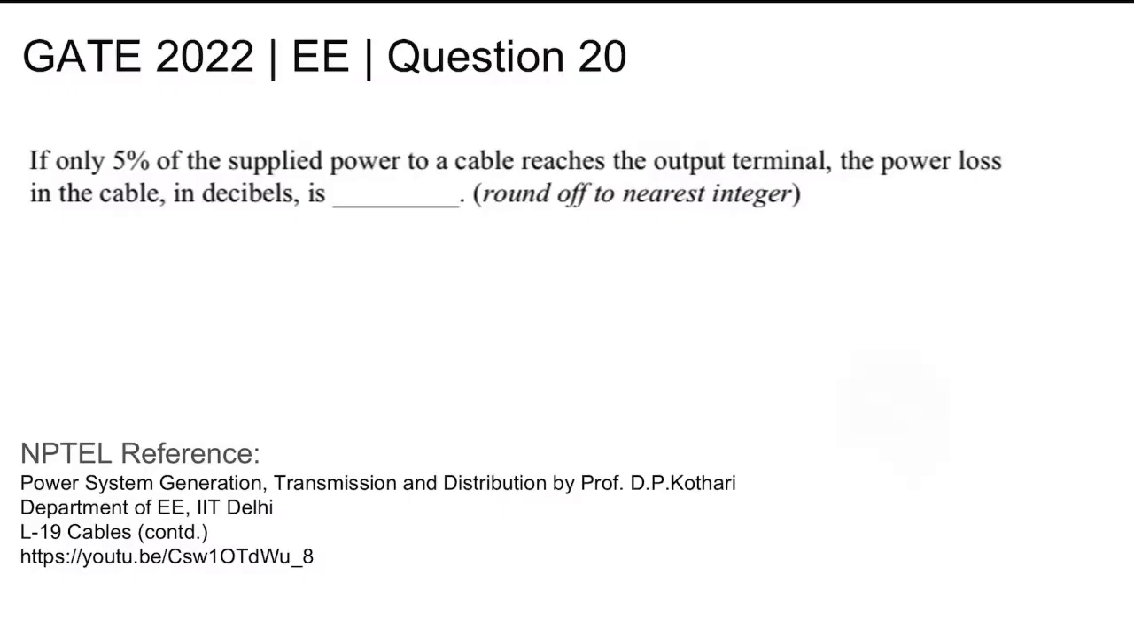This is GATE 2022 electrical question number 20. If only 5% of the supplied power to a cable reaches the output terminal, the power loss in the cable in decibels is being asked, and the answer is to be rounded off to the nearest integer.